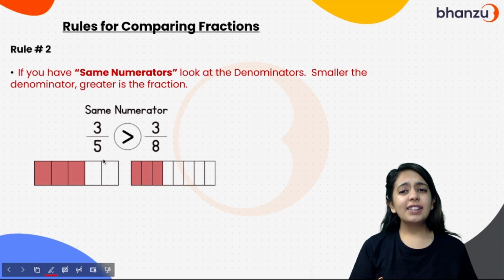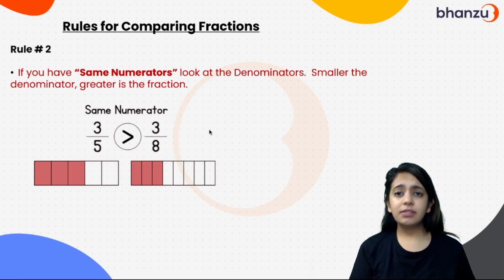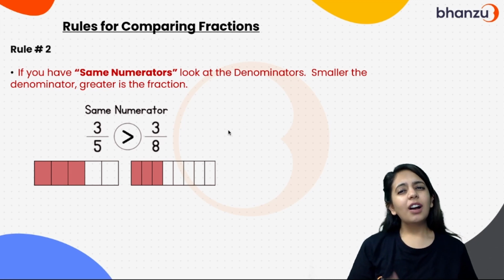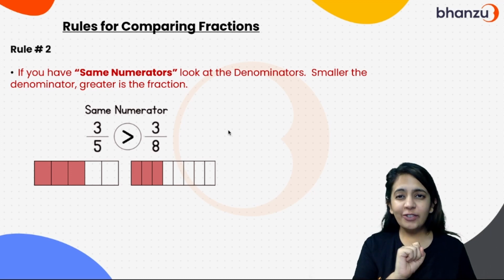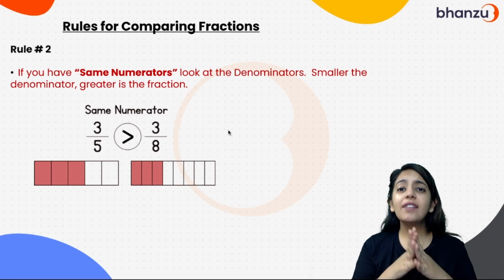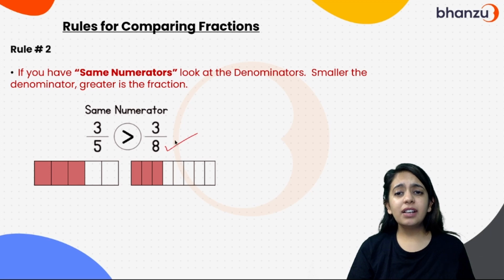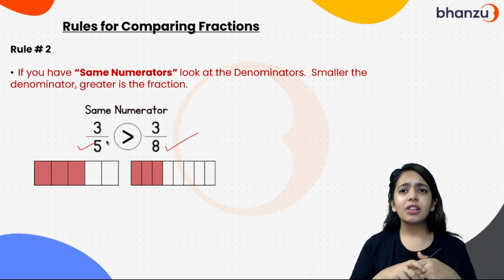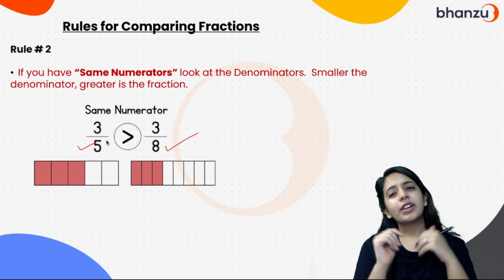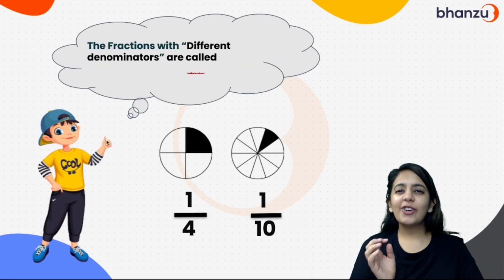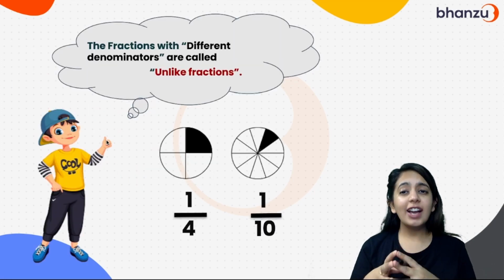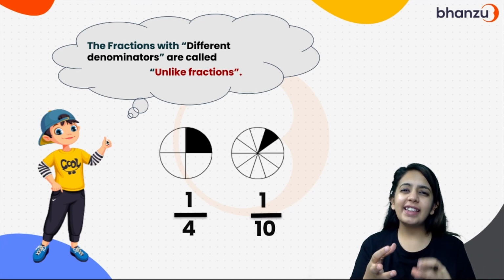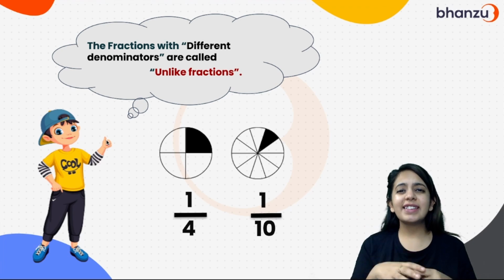So tell me, are these two like fractions? 3/5 and 3/8? If you recall, like fractions are those fractions which have the same denominator. But here the denominators are different. So of course these are not like fractions. So if they are not like fractions, then what are they? These are called unlike fractions. The fractions with different denominators. For example, 1/4, 1/10, 3/5, 2/6, etc.